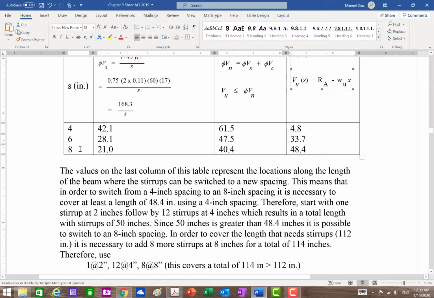Okay. How many do I need to use at 8 inches to cover all the way to the length I needed for stirrups, which is the 112, right? Well, in this case, I need 8 at 8. That will give me 114, which is more than 112, and then I'm satisfying my requirement.